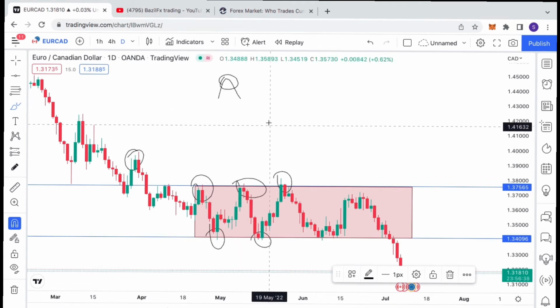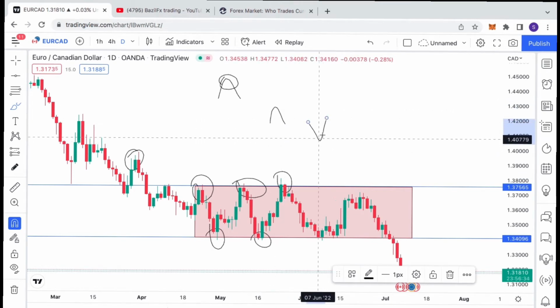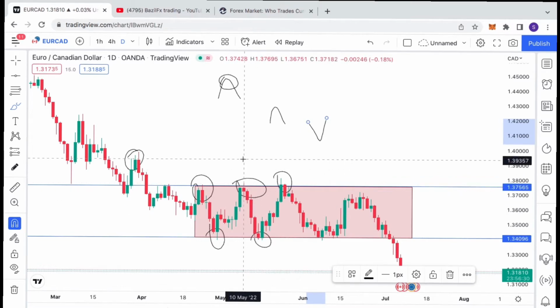They can either be like this, you see? Or like this, you see these V-shapes. This is what I've marked out, you see. So it's only the banks that trade like that, because we retail traders can never make these perfect movements.